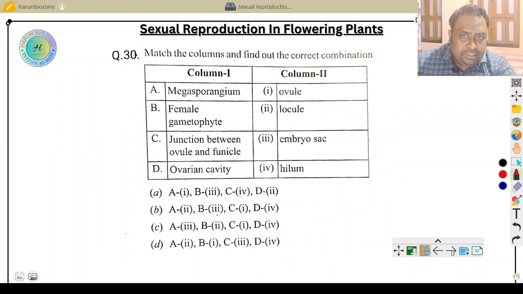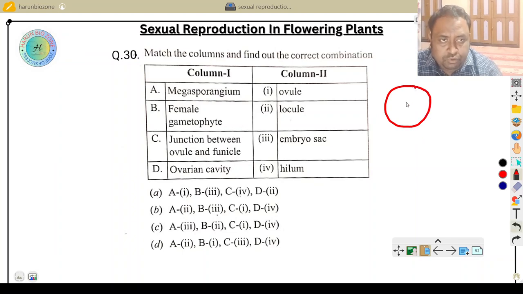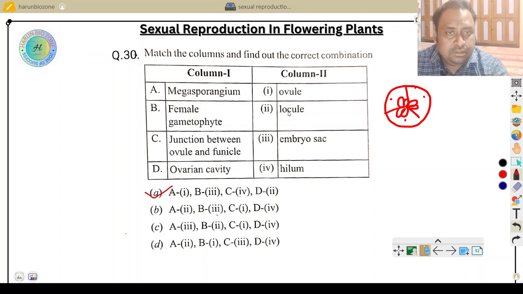Match the columns and find out the correct combination. Megasporangium is ovule. Female gametophyte is embryo sac, the junction between ovule and funicle is hilum, and an ovarian cavity is called locule. In the fruit section, this is called locule, where the ovules or seeds are attached. So here the right answer is A.